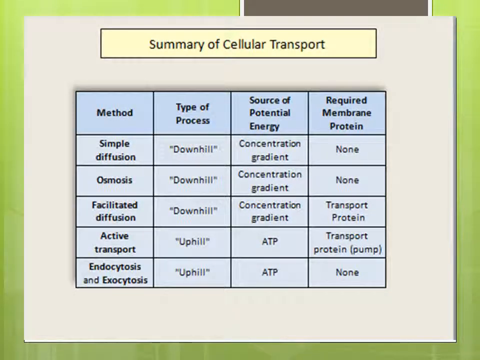Simple diffusion goes downhill, down the concentration gradient, and requires no protein. Osmosis goes downhill, the concentration gradient provides the energy, and there's no membrane protein required. Facilitated diffusion goes downhill, down the concentration gradient, but it has to have a transport protein. Active transport goes uphill against the gradient, using ATP for energy, and it has to have the protein pump. Endocytosis and exocytosis go uphill using ATP, and they have no required protein.